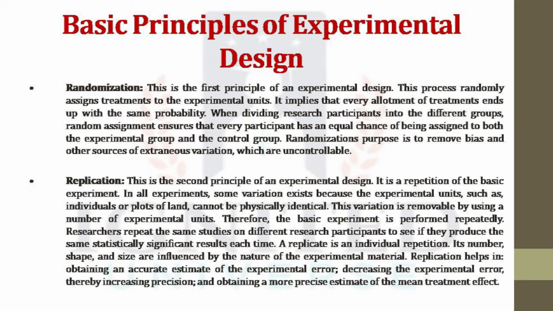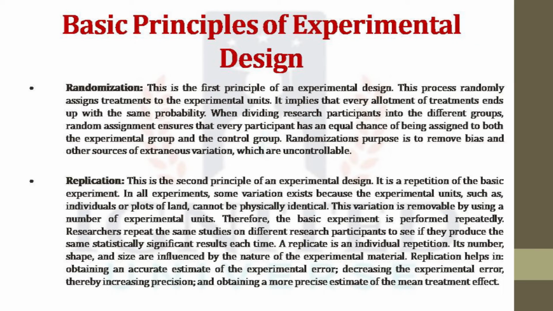Then the second part is replication. This is the second principle of experimental design. It is a repetition of the basic experiment. In all experiments, some variation exists because the experimental units, such as individuals or plots of land, cannot be physically identical. This variation is removable by using a number of experimental units. Therefore, the basic treatment is performed repeatedly.